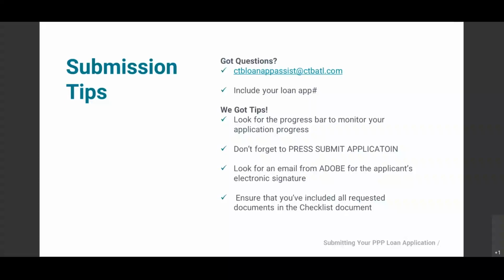ctbloanassist@ctbatl.com. If you email us there, make sure that you include your loan number so we can easily identify your application, and someone will respond back to you, I would say within a day or two, with the answer to your question. Again, just to give some additional tips, don't forget about that progress bar at the top of the page. And please, please, please don't forget to submit your application. And lastly, look out for those Adobe email signatures that will be required for an electronic signature.